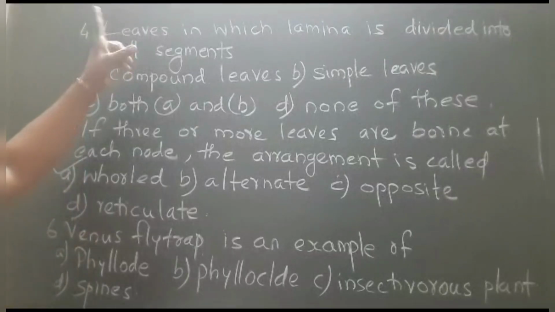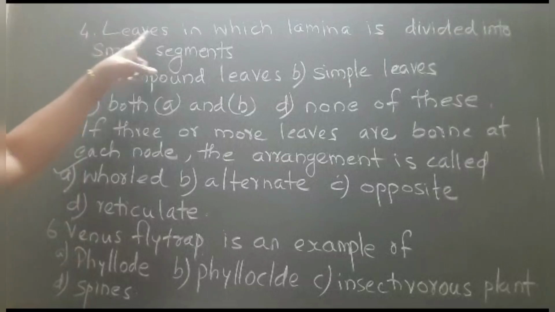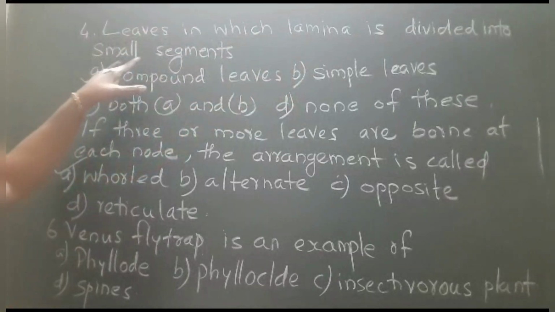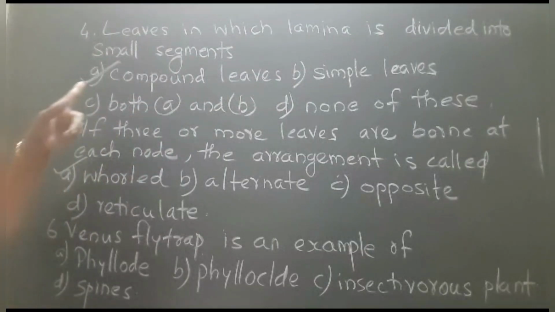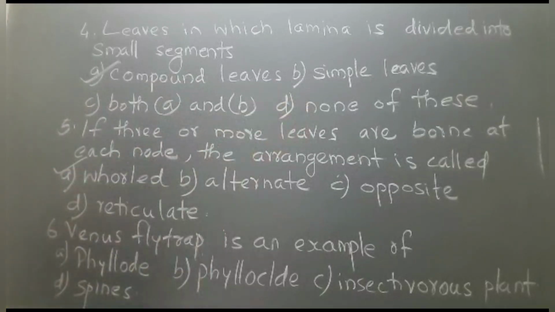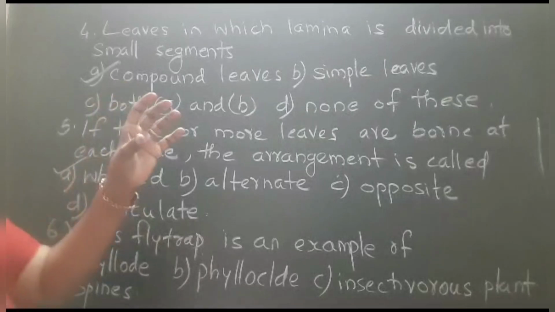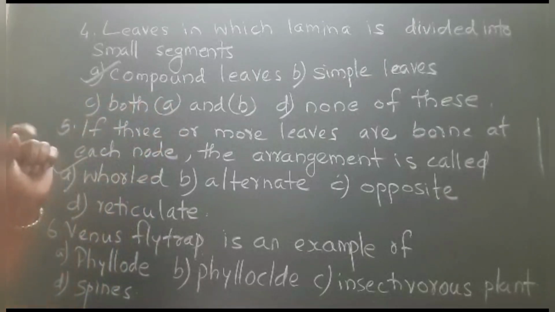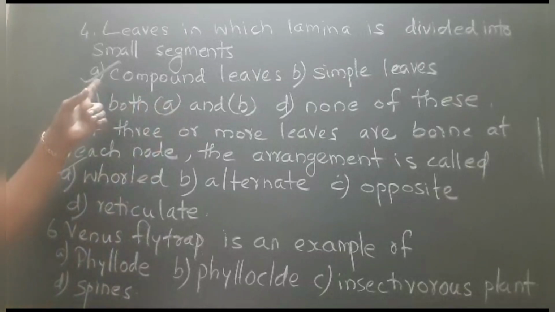Fourth one is, leaves in which a lamina is divided into small segments. A. Compound leaves. B. Simple leaves. C. Both A and B. D. None of these. Leaves in which lamina is divided into small segments are called compound leaves. So option A is the correct answer.